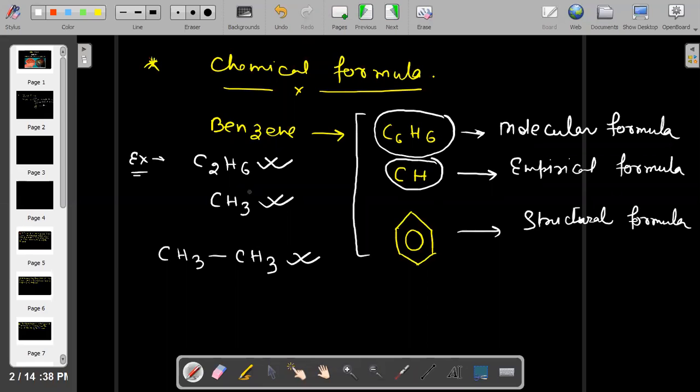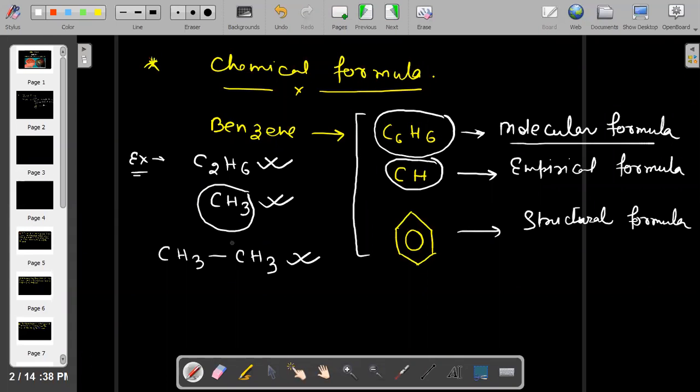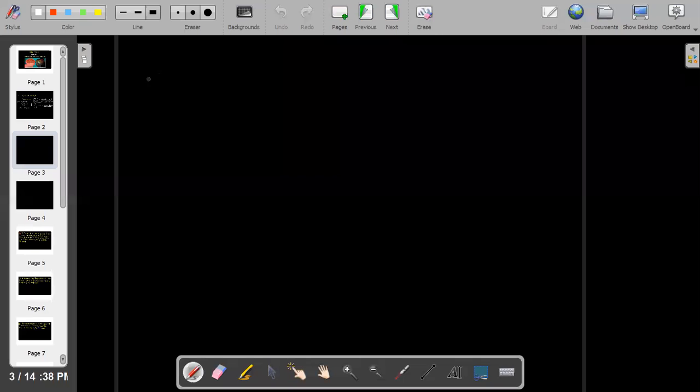So the simple ratio of atoms present in a molecule creates the empirical formula. The whole number of atoms present in a molecule creates the molecular formula, and the structure of a molecule using dashes and dots is called the structural formula. Now wait for a moment.